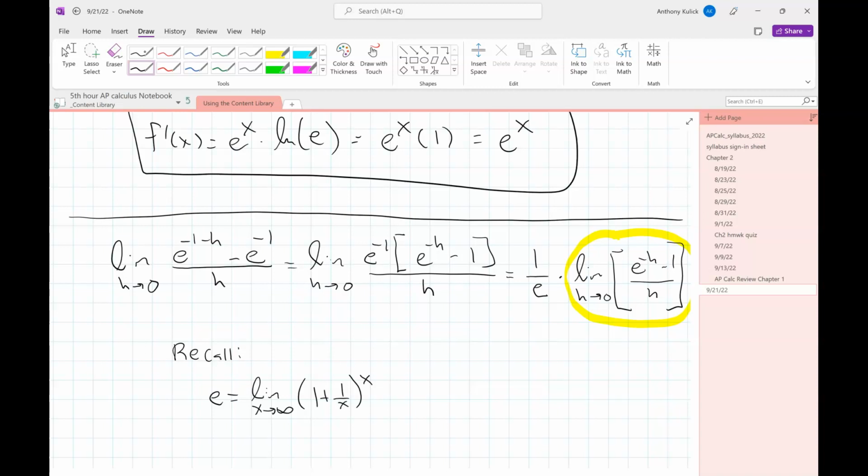All right. So we have that. That's the definition of e from Algebra 2. I would take the natural log of both sides.